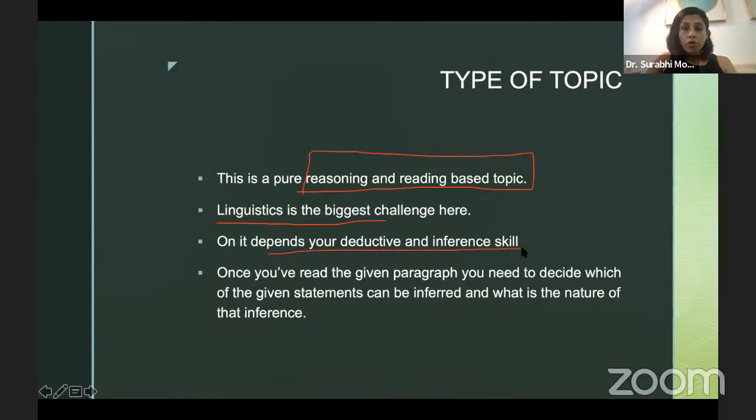That means from what you read, you have to be confident. Is it something that I can infer directly or not? Is it something that I can understand from here? Is it something that the author is trying to tell me or not trying to tell me? Once you have read the given paragraph, you need to decide the statements and their nature. So what has to be decided and what is the nature of questions? Let's move on to that.